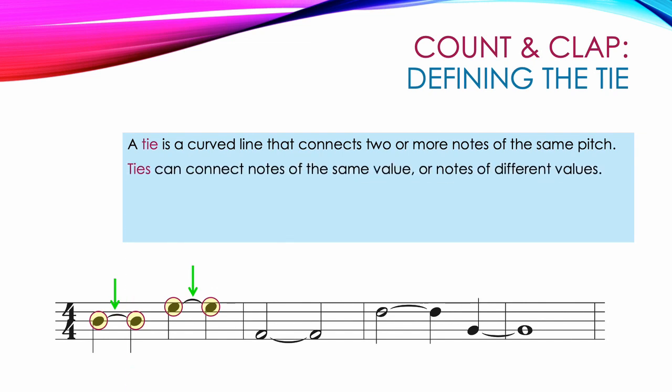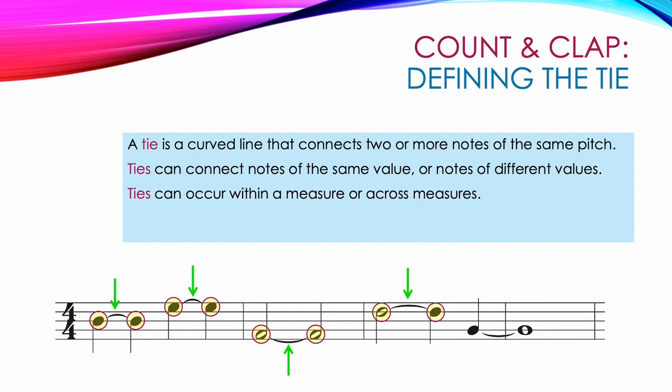Ties can connect notes of the same value or notes of different values. So far, we've seen a tie connect two quarter notes together, and here we have an example of a tie connecting two half notes together. But they don't have to be the same value. A tie can connect together notes of different values. Here we see a tie that connects a half note on the fourth line to a quarter note on the fourth line. Ties can occur within a measure or across measures.